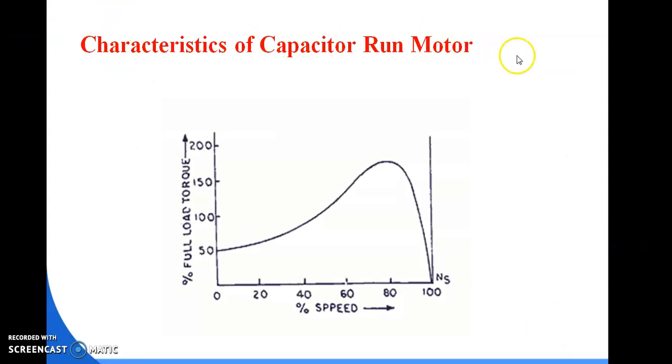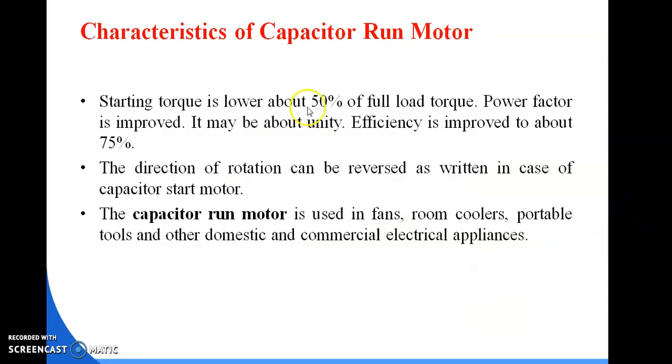Here is the characteristic of the capacitor run motor. This is the percentage of speed. This is the full load torque. Here we can see this graph is starting from here. The full load torque is 50% of the starting torque and it settles down at synchronous speed. Starting torque is lower, about 50% of the full load torque.